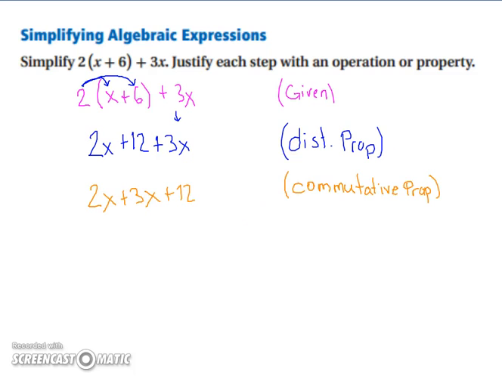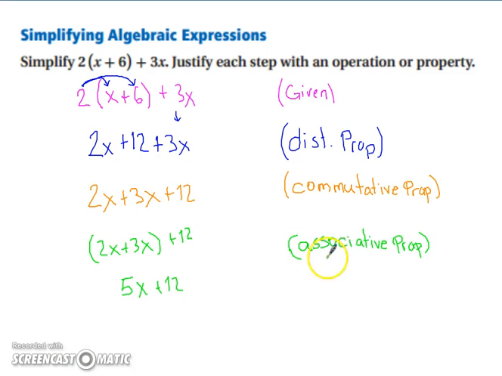Changing colors again, let's go with green, and we're going to group some of these together. We're going to group our 2x and our 3x together, which will give us 5x plus 12. So we just used the associative property. And then after we used that associative property, we combined like terms.